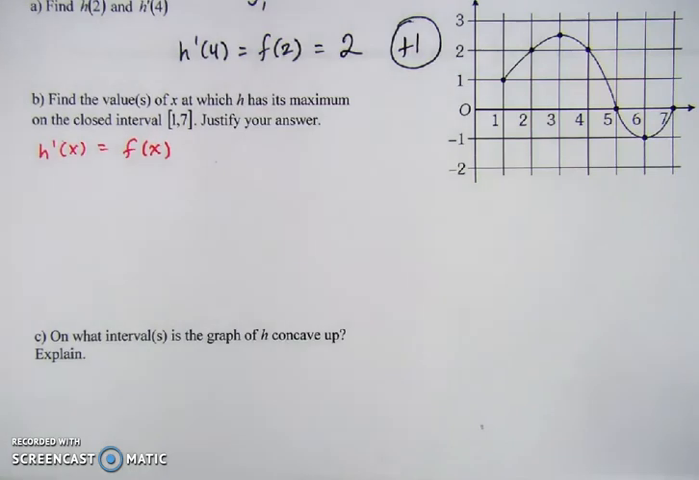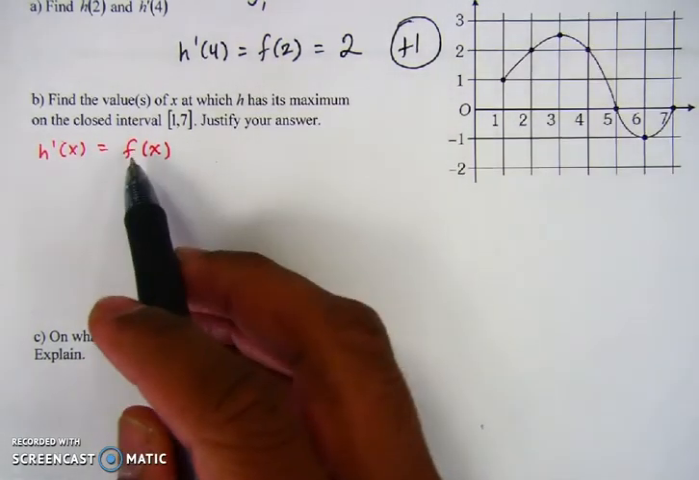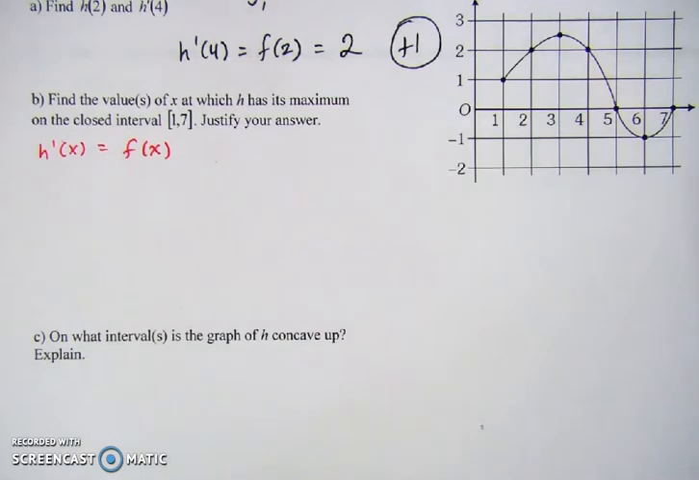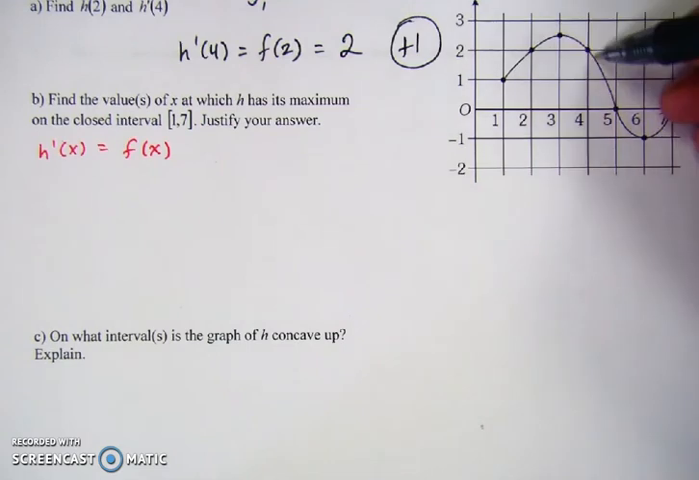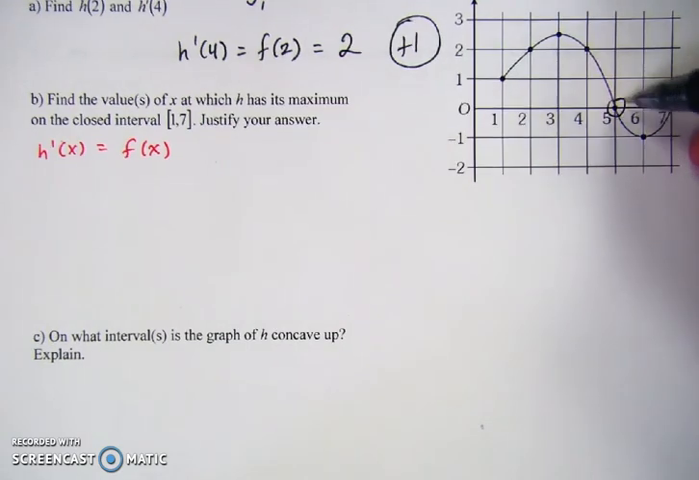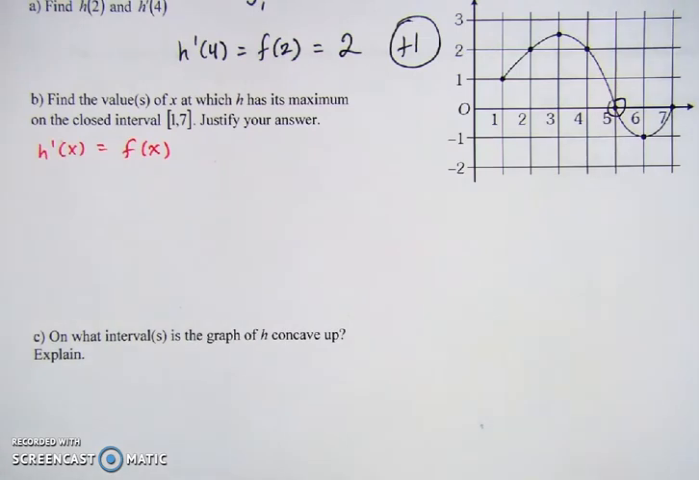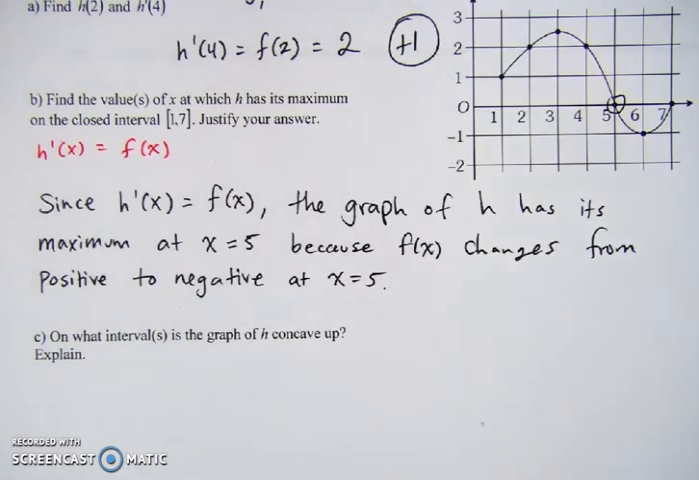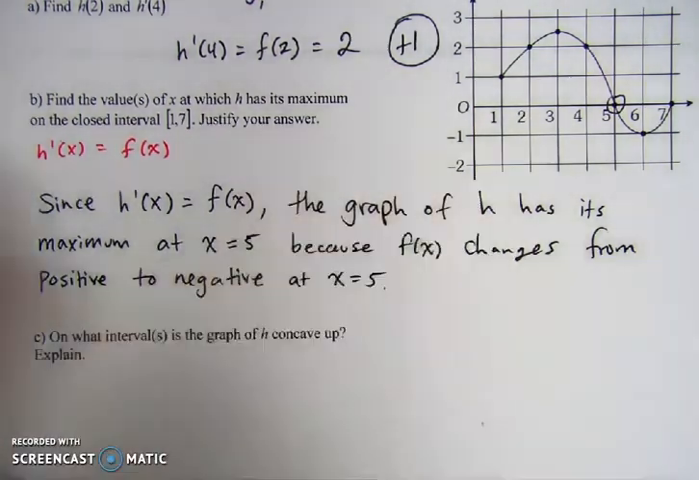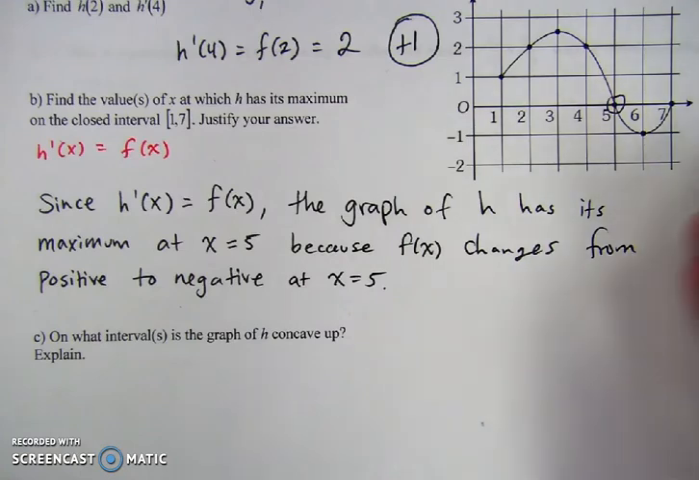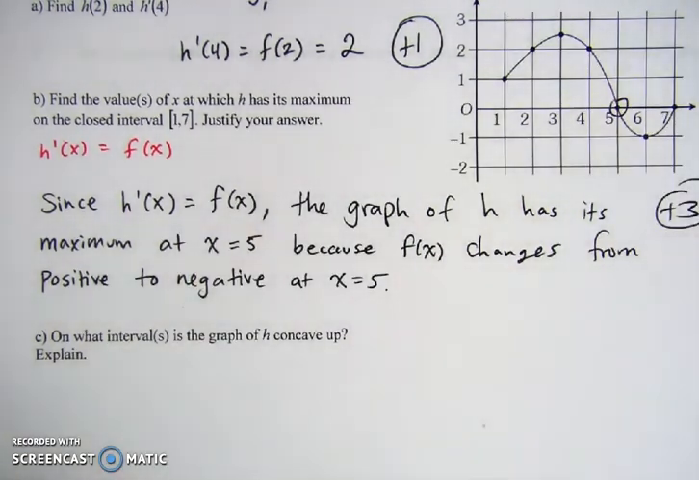Now, if it's a maximum, we want to see where the slope for h changes from positive to negative, or that's the equivalent of asking where does f change from positive to negative. And you can see that it changes. This is all positive, and then at x equals 5, that's where it changes to negative. So at x equals 5. Okay, and there's a sample response. This is 3 points.